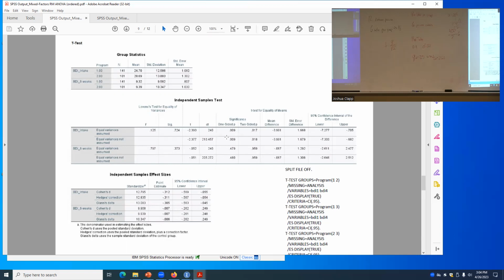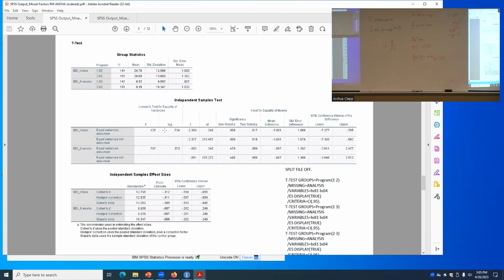So it looks like maybe at intake, we've got some differences. If I look at my Levene's test, it's not saying we have evidence for differences in variability between groups 1 and 2 at intake or at discharge at 6 weeks. So here I'm looking at my T and my two-sided P, and maybe it looks like there are some differences at intake, but not at follow-up, right? Down here, I'm requesting effect sizes.